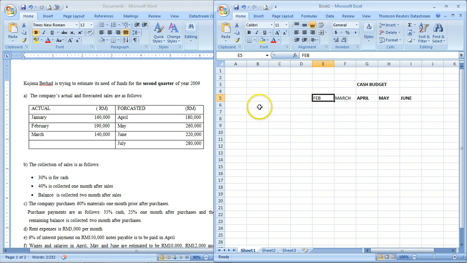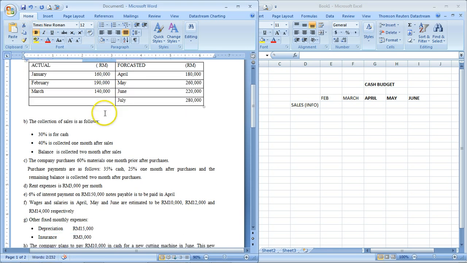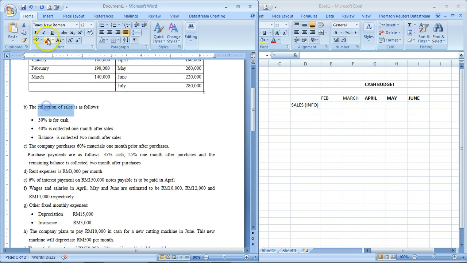Now first you need to know what your sales info is. You just write back what the sales are. But before that, better you categorize it first: which one is receipt, which one is payment. Sales is what? Red color is for receipt, purple is for payment. I highlight, so this is receipt, and this talks about receipt as well.